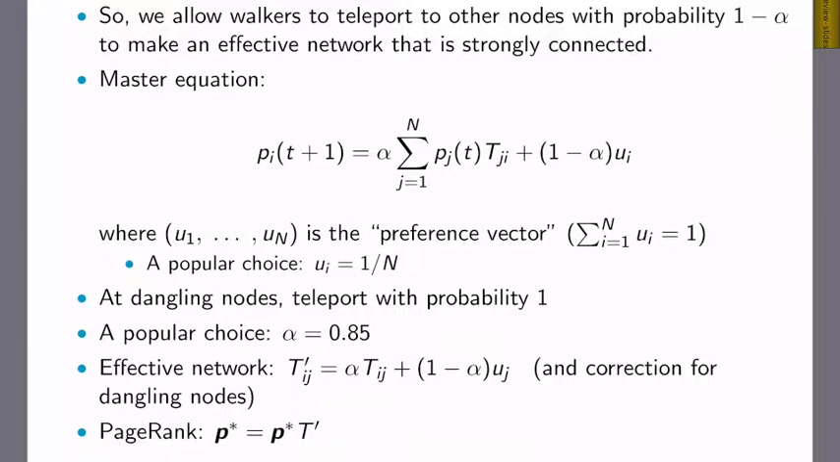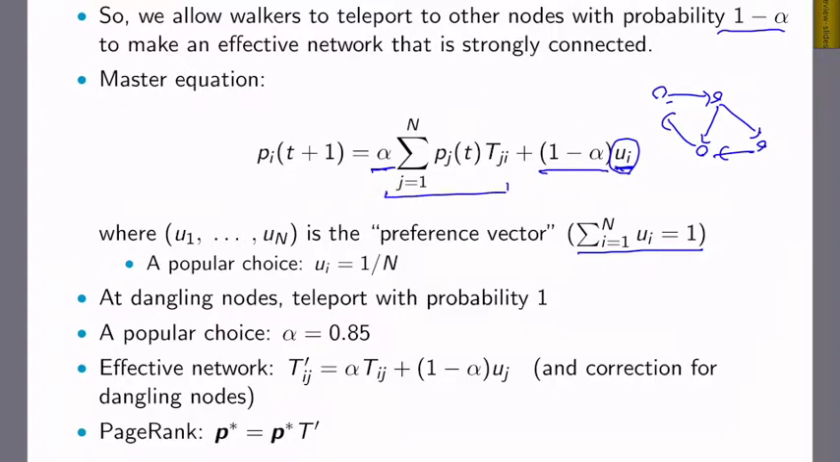So to avoid this, we allow walkers to teleport to other nodes with probability 1 minus alpha. What does this mean? With some probability, we don't use the network structure. We go to a randomly selected node. We have an underlying network where we are working, right? So we are random walkers, but with certain probability we do not use the network structure and select the destination of the next hop with probability u_i. This is normalized properly. And we decide to go to a randomly selected node, which is u_i. Otherwise, we do the usual random walk.